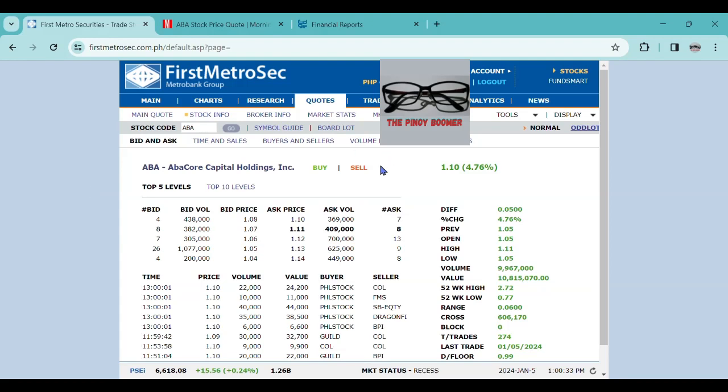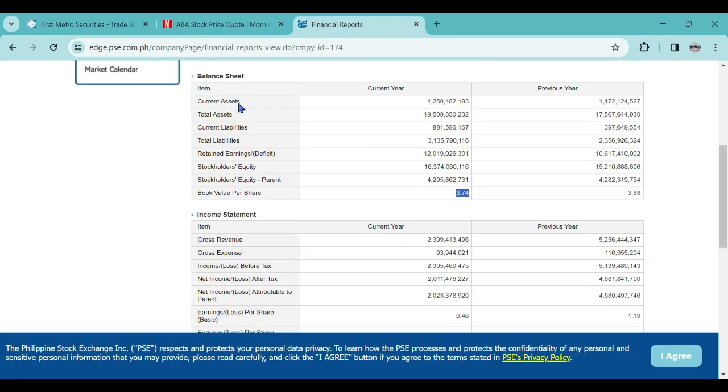Right now, as of this recording, the share price is 1 peso and 10 centavos. Now, is 1 peso 10 centavos a good buying price for the stock? Okay, let's determine it by checking its PE and PB ratios. Now, how do we check for the PE and PB ratio? Basically, you compute your PE and PB ratios using the PSE Edge website.